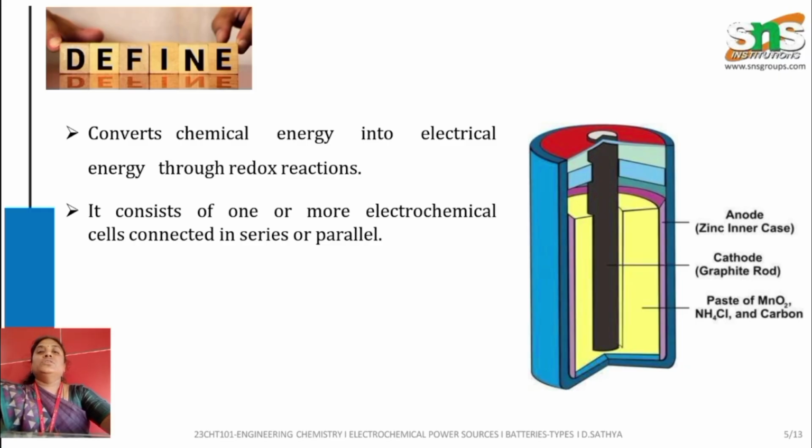So the definition: a battery converts chemical energy into electrical energy through the redox reaction. That means the chemical components react and it is completely converted into electrical energy. It consists of one or more electrochemical cells connected in series or parallel. So this is the general battery with anode, cathode and electrolytic solution.